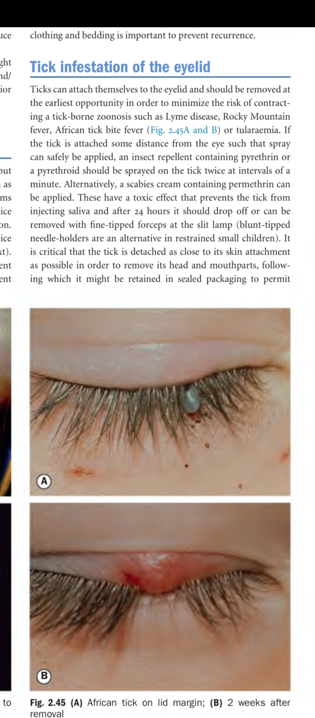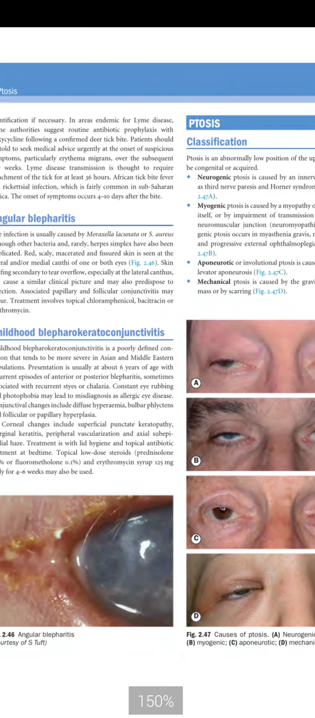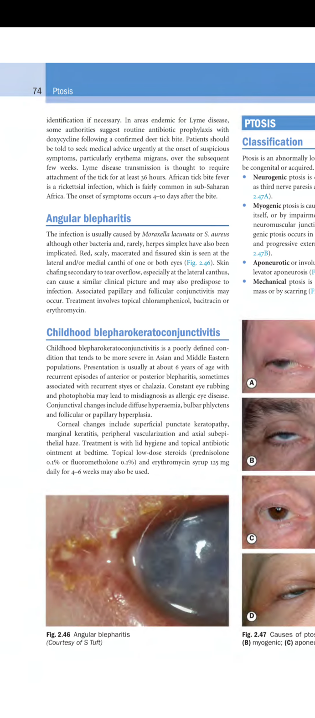It is critical that the tick is detached as close to the skin attachment as possible in order to remove its head and mouth parts, following which it might be retained in sealed packaging to permit identification if necessary. In areas endemic for Lyme disease, some authorities suggest routine antibiotic prophylaxis with doxycycline following a confirmed deer tick bite. Patients should be told to seek medical advice urgently at the onset of suspicious symptoms, particularly erythema migrans.